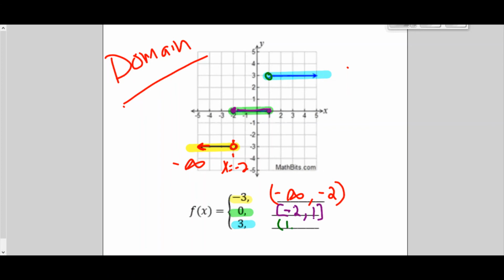So I'm going to go 1, comma, and then it goes all the way to the right, and it never stops going. Remember, that arrow means it goes on forever. So I write infinity, and this is to the right, so it's plus infinity. So I'm going to write 1 to infinity like that.